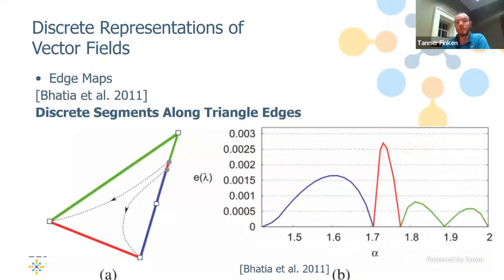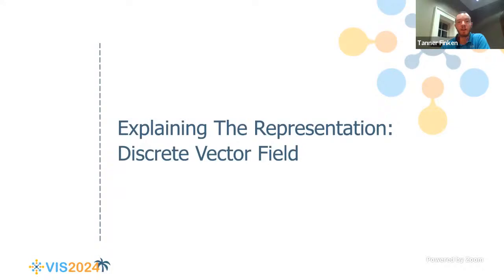Finally, you can also discretize the edges of each triangle. The work by Bhatia et al. introduces edge maps, which segment a triangle based on connecting inflow and outflow along its edges. This provides useful information for consistently following a flow. Next, I'd like to describe the discrete representation that we generate. I will explain how it's defined and used.